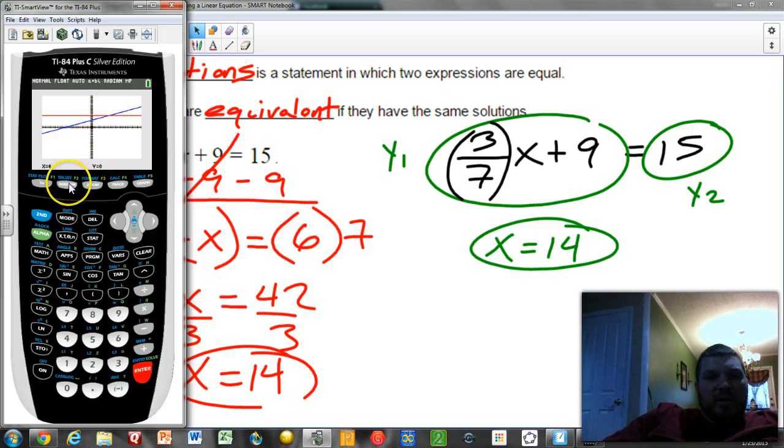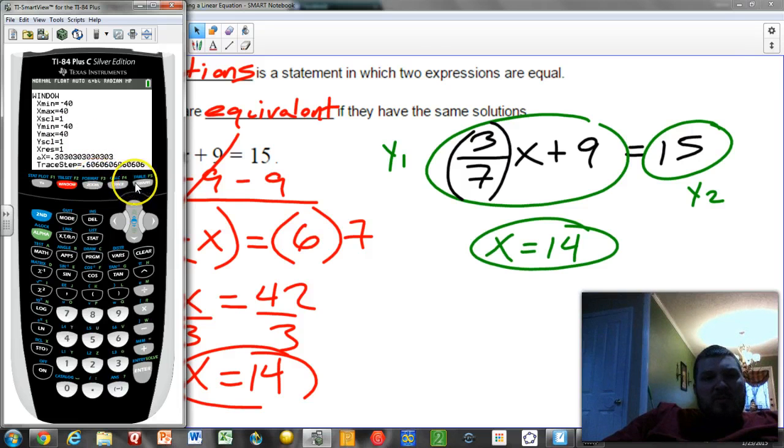Now, another way you could have done that is by hitting your window key. You could have changed the X min and X max. That'll stretch out your screen left and right. Or you could have used the Y min and Y max, altered those, and that would have stretched out your screen up and down. For this particular problem, I just used the zoom out command. Whatever works for you and whatever you like, do that.